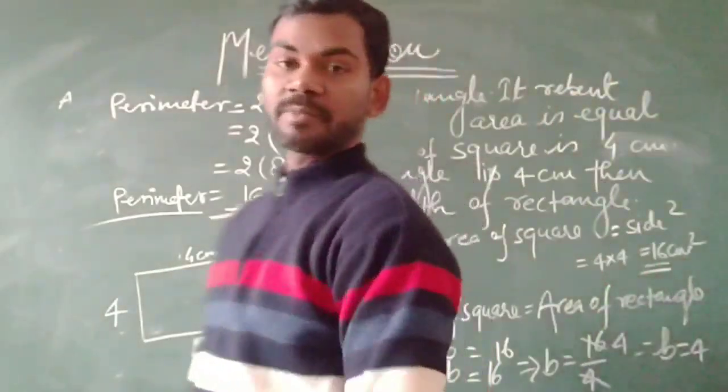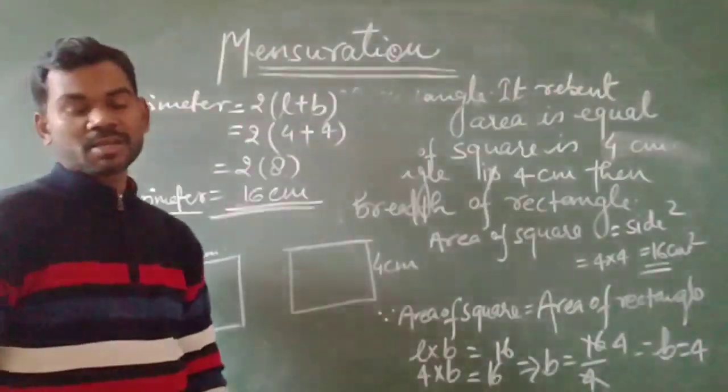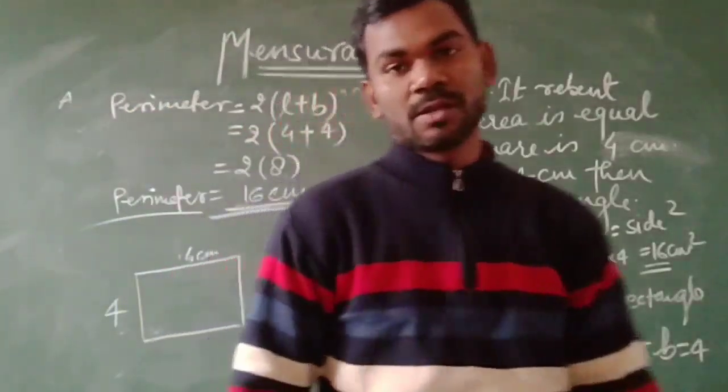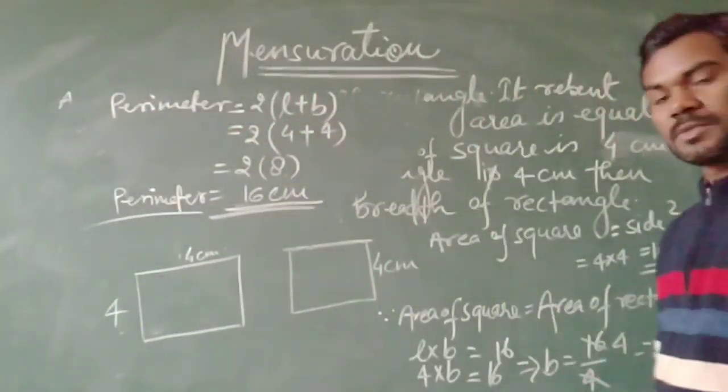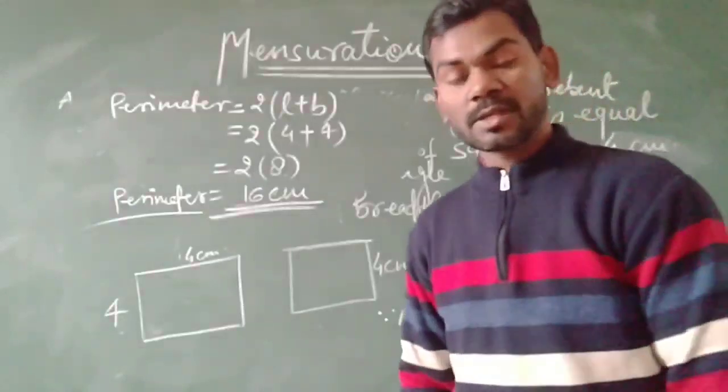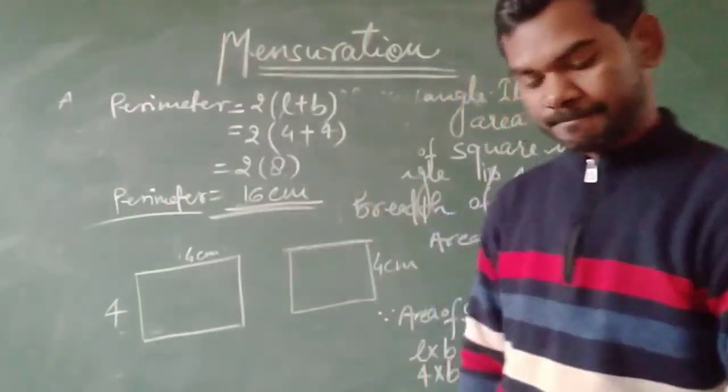So here we can see that the perimeter as well as the area of this shape are equal. So I hope it is clear to everyone. Now let's see the next question, which is based on the circle.